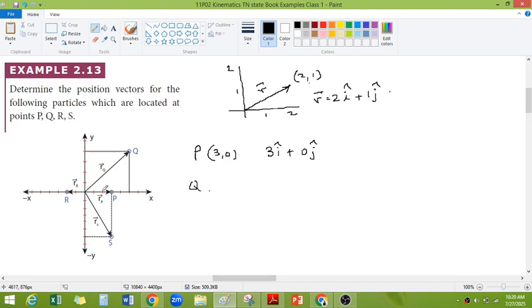Q will be 1, 2, 3, 4, 5, so that means 5 comma, and then 1, 2, 3, 4, so that means it is 4. So 5i plus 4j. Very simple, nothing very difficult here. Then R is 1 comma 2, but it is in the negative direction, so you should put minus 2. In the y direction it is 0. So minus 2i plus 0j.